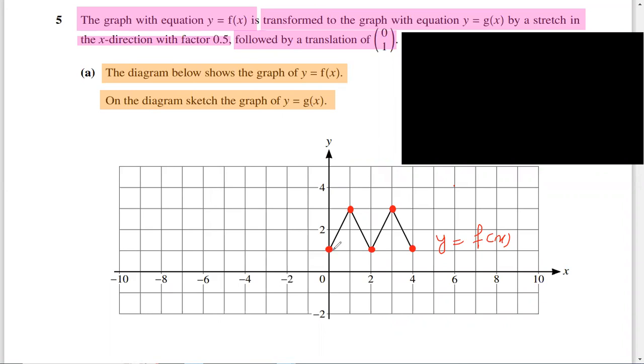So these points are (0, 1), (1, 3), (2, 1), (3, 3), and finally (4, 1).